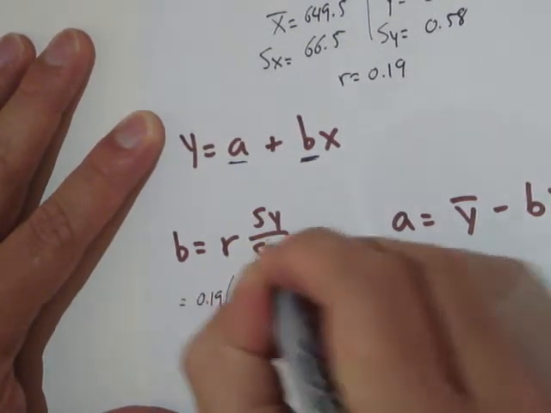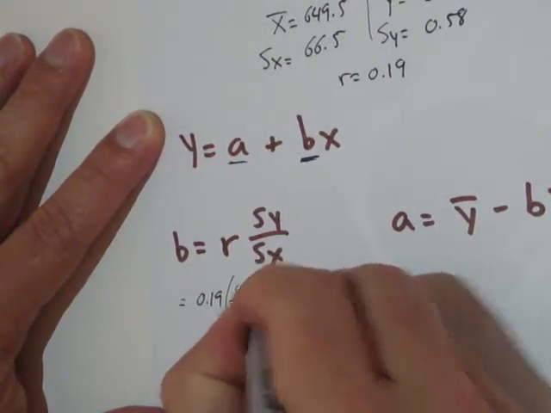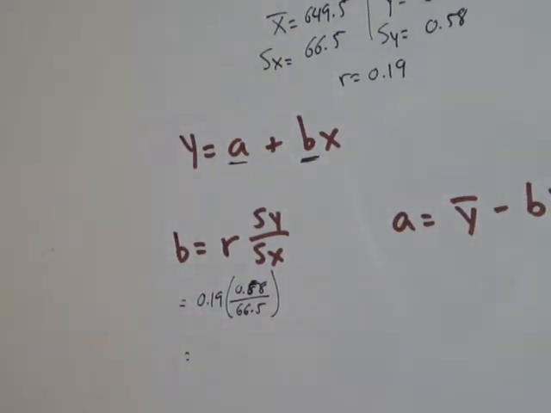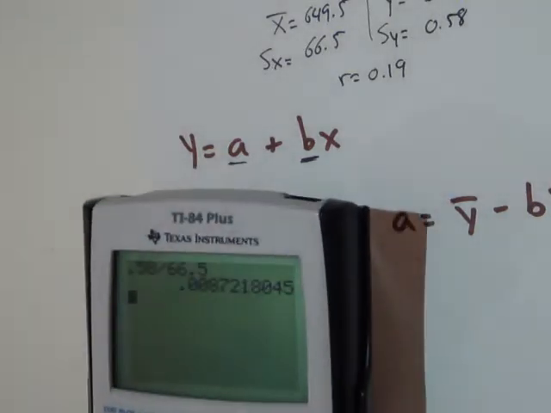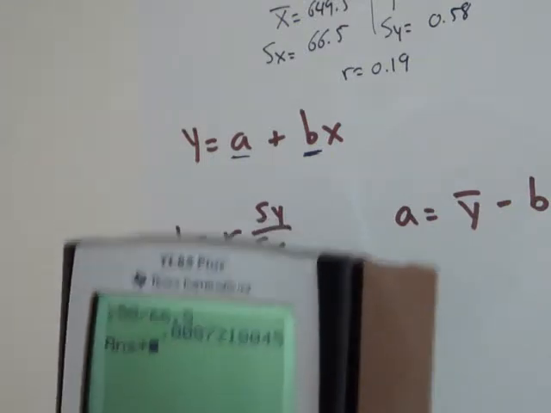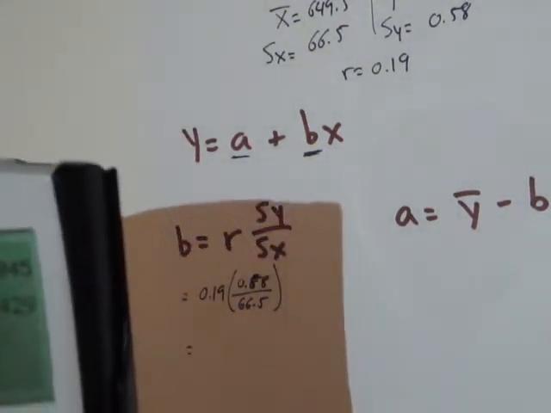0.58, divided by 66.5. So that's sy over sx. Let's do the fraction there first. 0.58 divided by 66.5 equals a big crazy decimal. This is what I got: 0.0087 and some change.